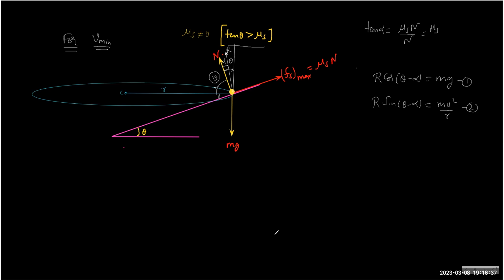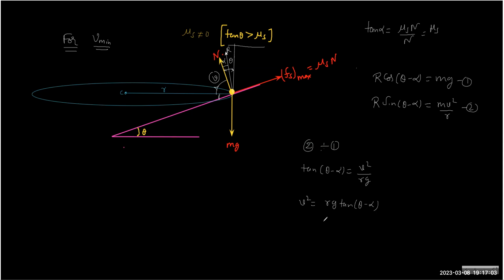And you can see that without writing so many equations, we can solve it in one line. So what we can write here is 2 divided by 1 implies tan theta minus alpha is how much? V square by RG. So the answer is very simple. V square is RG tan theta minus alpha.